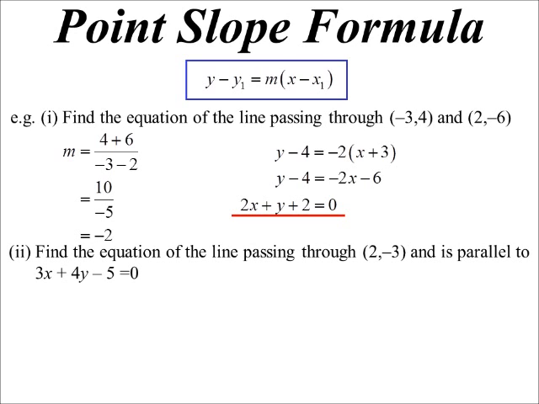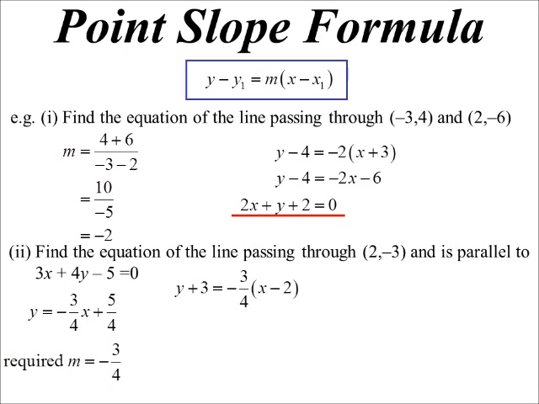Find the equation of the line passing through (2, -3), and is parallel to 3x plus 4y minus 5 equals 0. Okay, I need a point. I need a slope. I've got a point, (2, -3). Slope. They've told me it's parallel to this line. So if I can find the slope of this line, I'll be okay. So let's put it into y equals mx plus b form. I can now see that the slope I want is -3/4. Okay, point slope form. Multiply out, and I get our line.